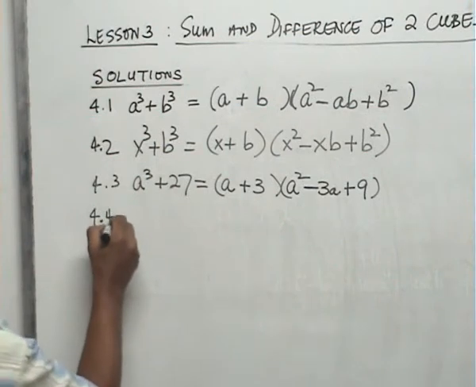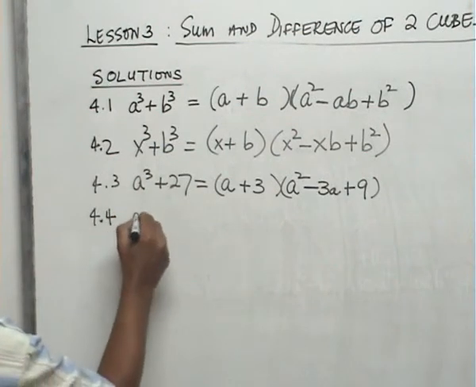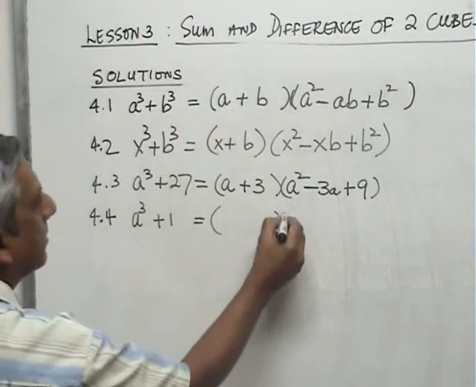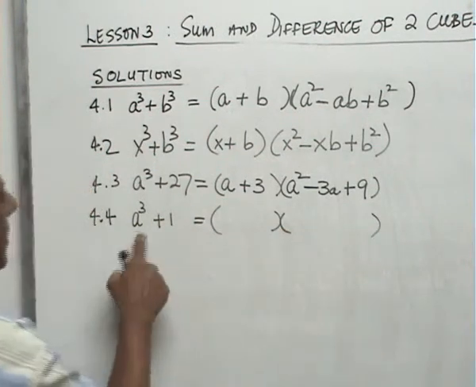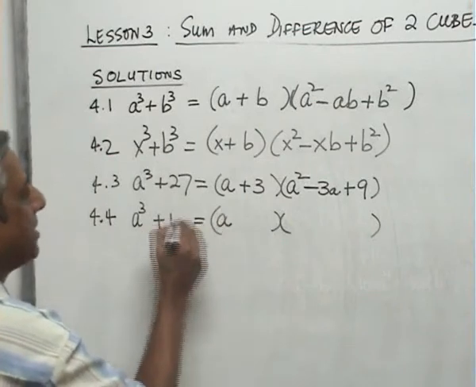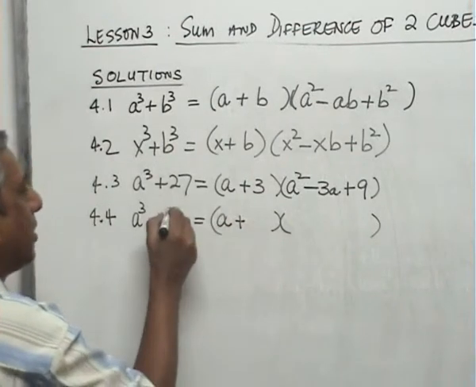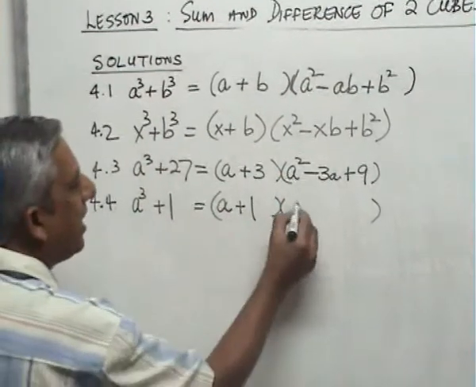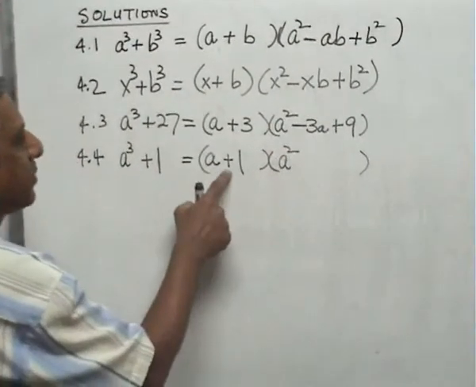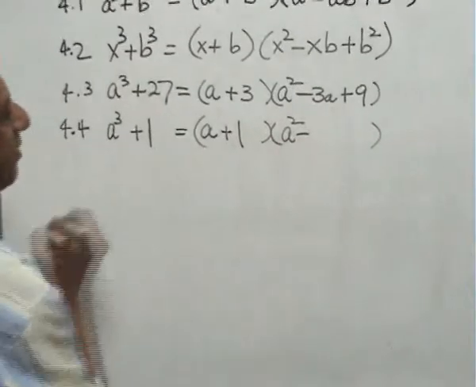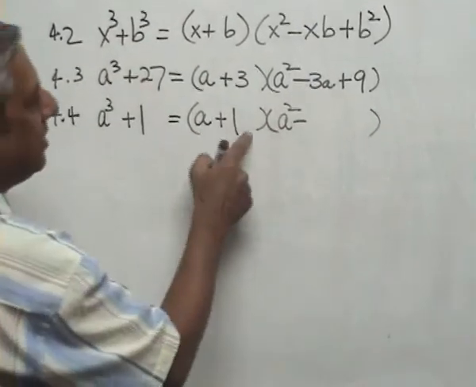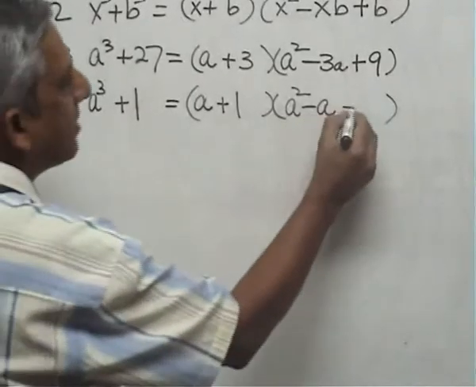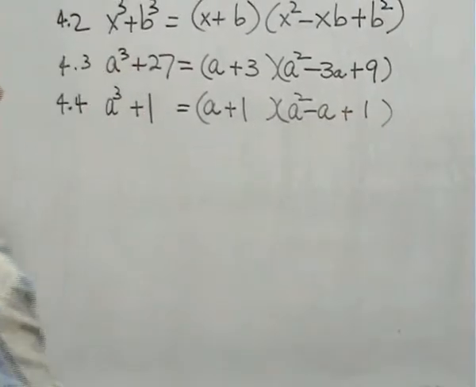Right, let's roll. 4.4. A cubed plus 1. Well, that will give you a. This is plus, that will be plus. Cube root of 1 is 1. Square the a, a squared. If this is plus, that will be minus. A times 1 is a. And then square the 1. Well, 1 times 1 is 1.